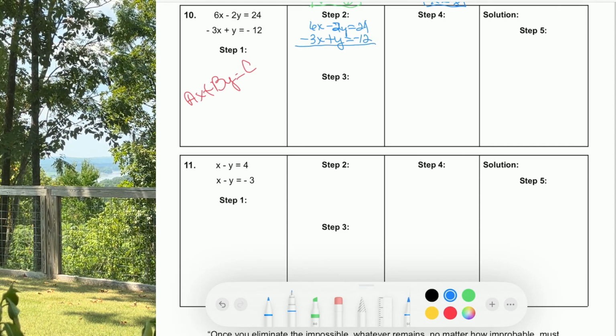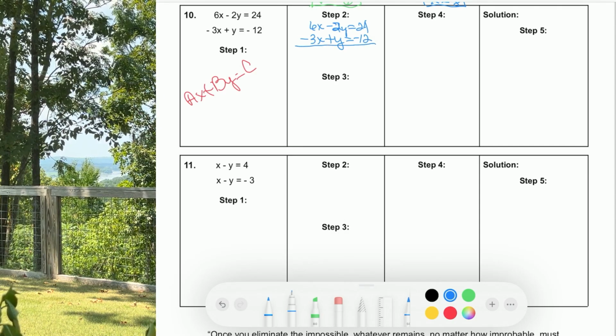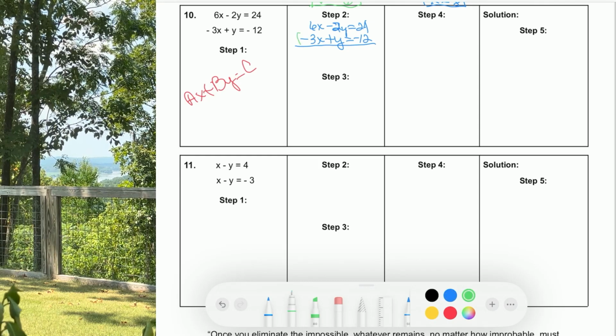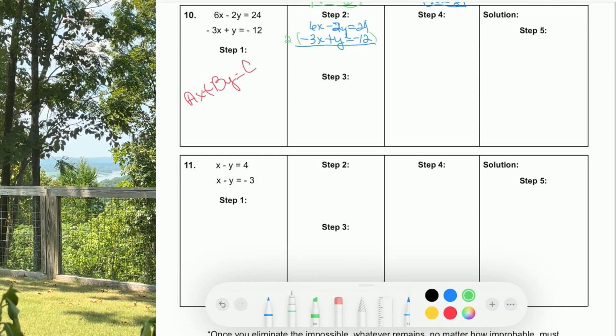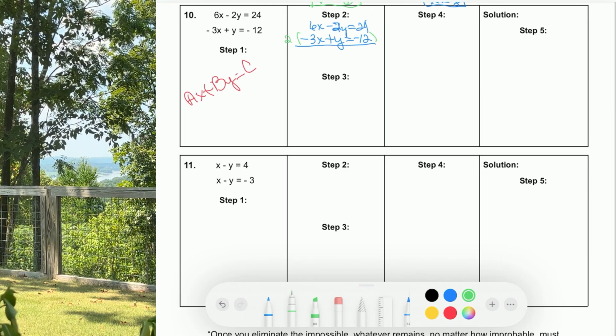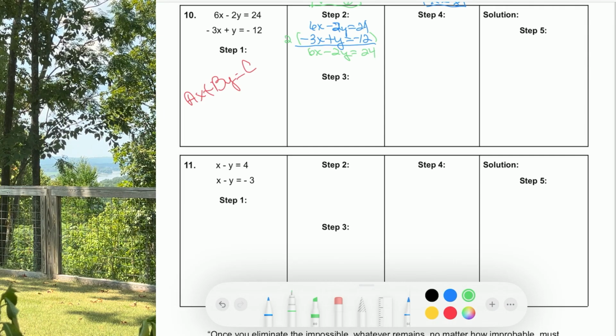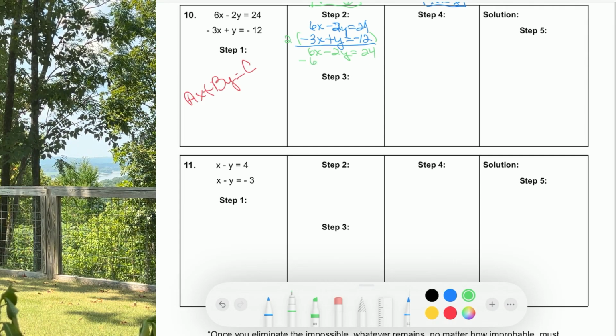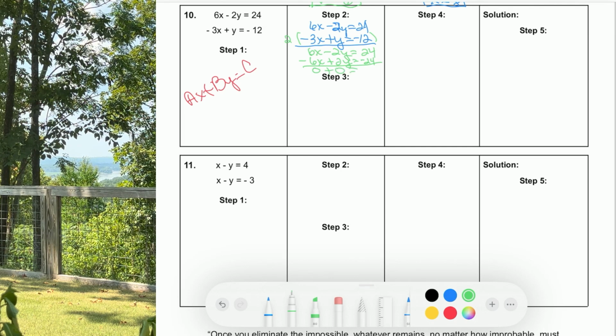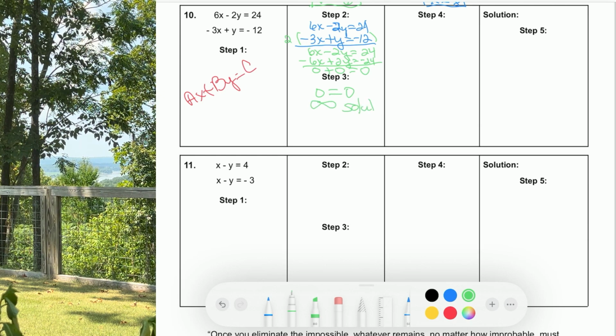I think I'm going to get rid of my y's. I'm going to multiply my bottom equation by 2. So I'm going to rewrite the first one because that's not changing. The 2 times negative 3 becomes a negative 6x plus 2y equals negative 24. I get my x's cancel, my y's cancel, and my 24's cancel. So I get 0 equals 0. That's an infinite solution if we've done everything correctly.